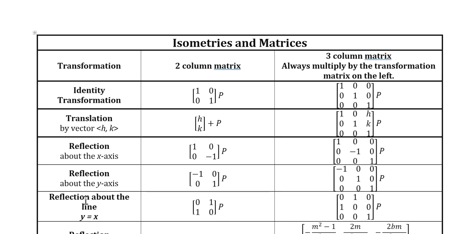If you want to reflect about the line y equals x, you use the matrix 0, 1, 1, 0. Again, it's 0, 1, 1, 0 here in the upper left corner with the 0, 0, 1 down the last column there.